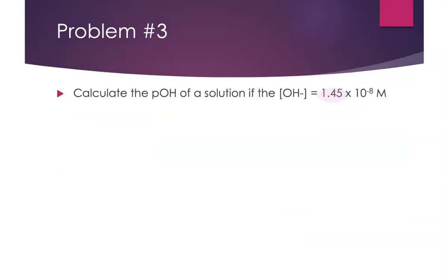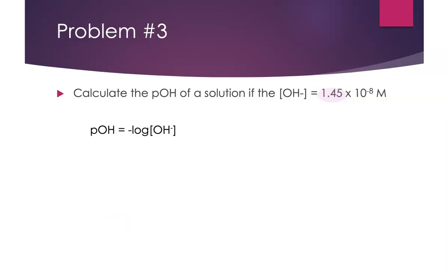All right, let's go on to problem number 3. Calculate the pOH of a solution if the hydroxide ion concentration is 1.45 times 10 to the minus 8th molar. Okay, great. So I've already highlighted that. Notice there are 3 sig figs in the molarity as written.